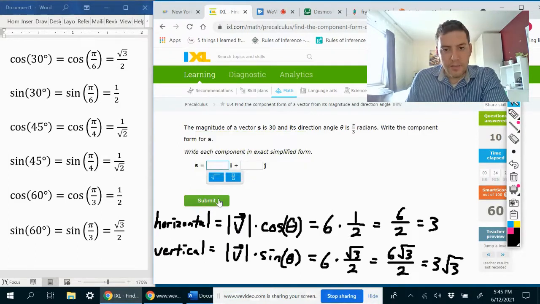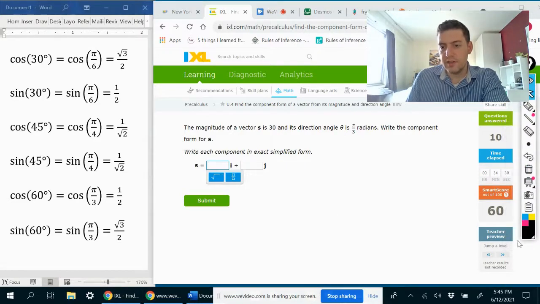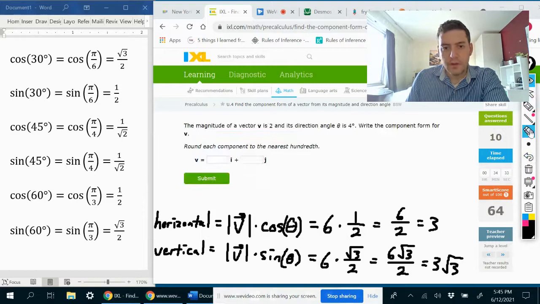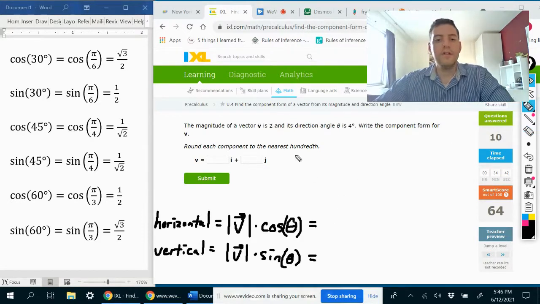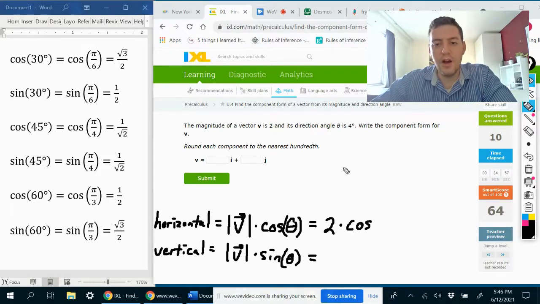All right, this one's basically the same. Let's skip a level here, see if we get anything different. Yes, so for this problem, we're going to use this formula again. The magnitude of the vector is 2, so we'll write 2 times the cosine of 4 degrees. And for the vertical component, we want the magnitude 2 times the sine of 4 degrees.